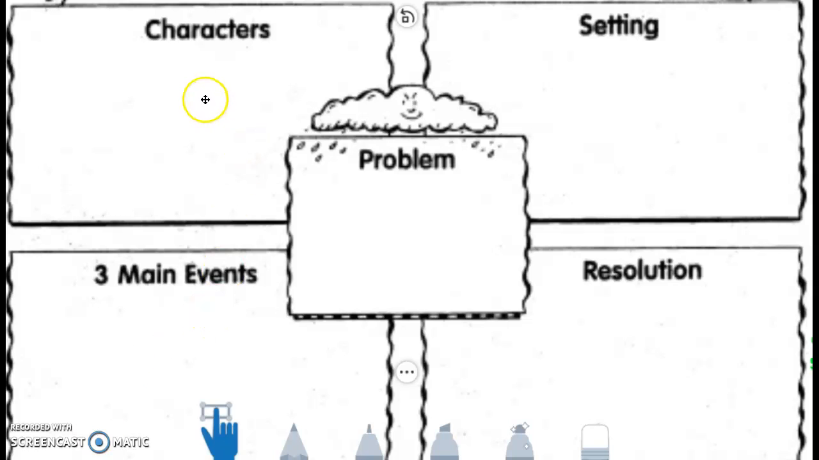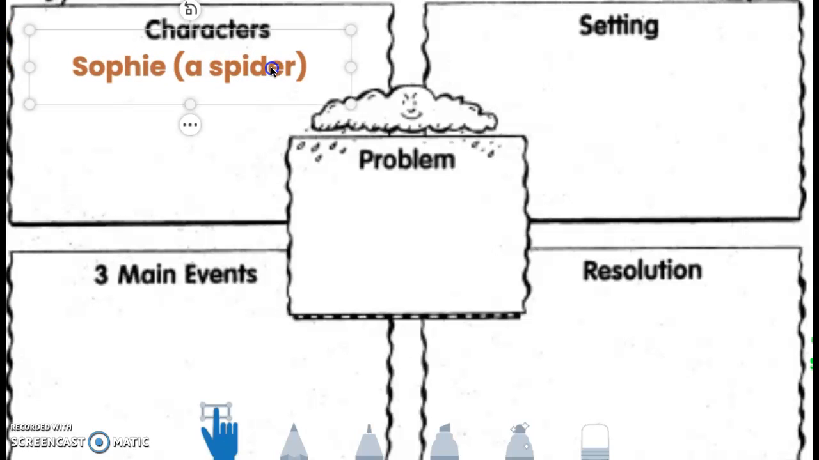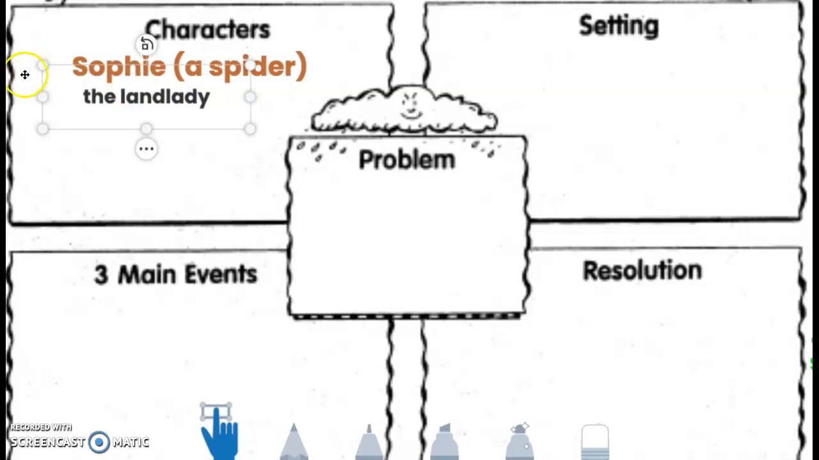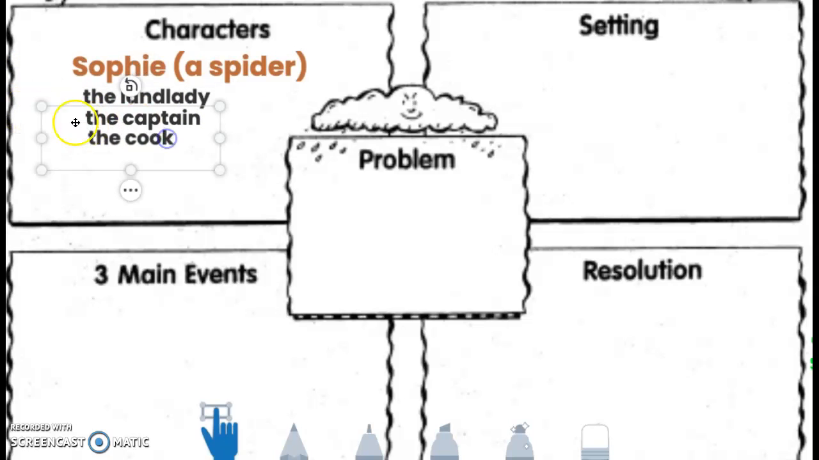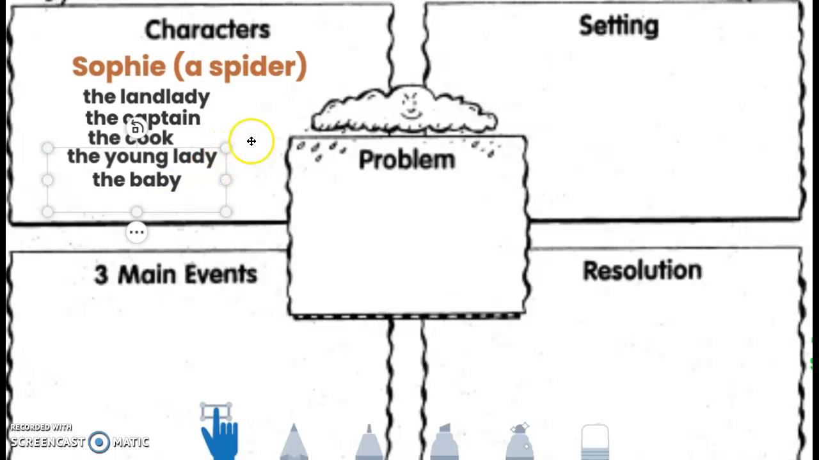So first we're going to start out with the characters. We've talked a lot about characters and did maps about characters and what their character traits were. And so the main character here is Sophie. And it's pretty important to this story that she is a spider. Other characters that were important were the landlady, the captain, the cook, the young lady, and her baby. So the baby is an important character at the end, right?